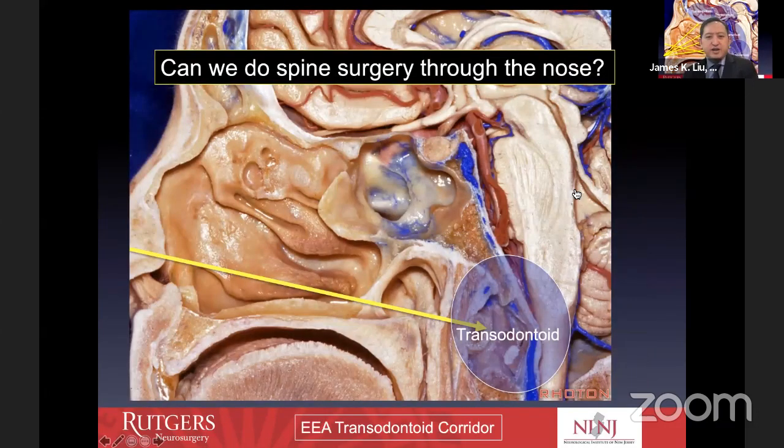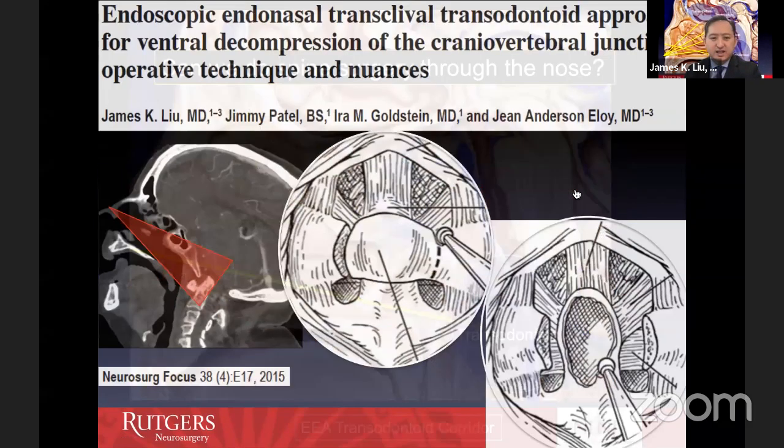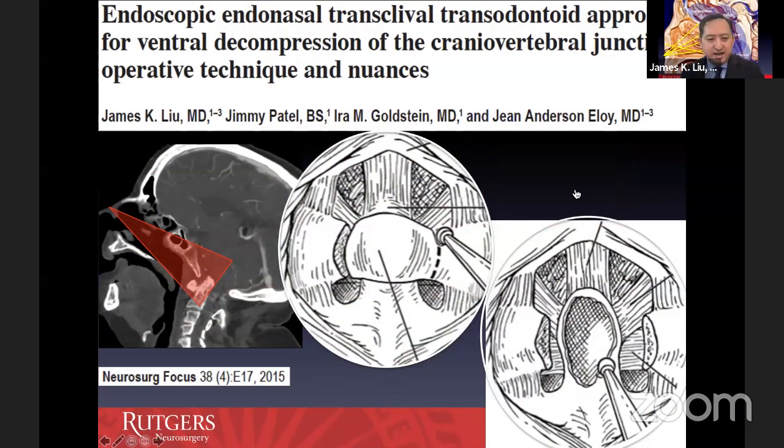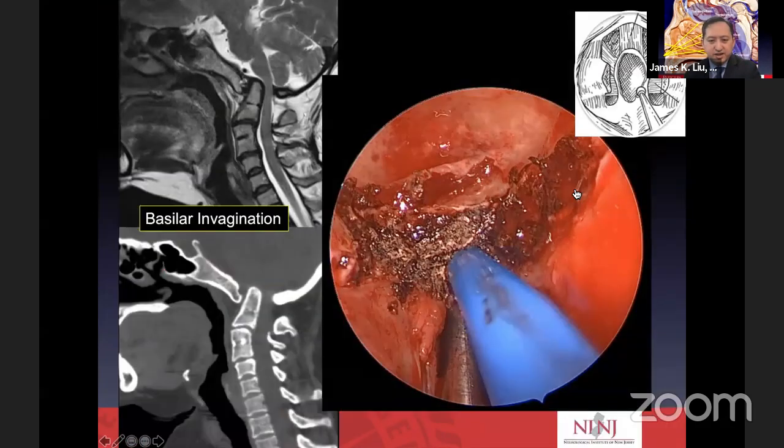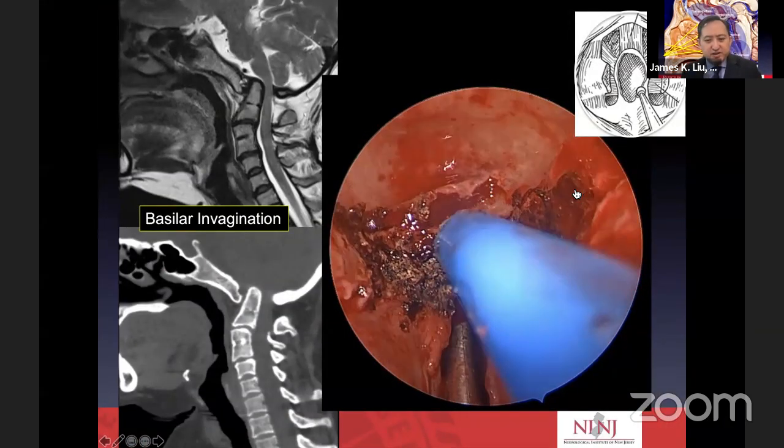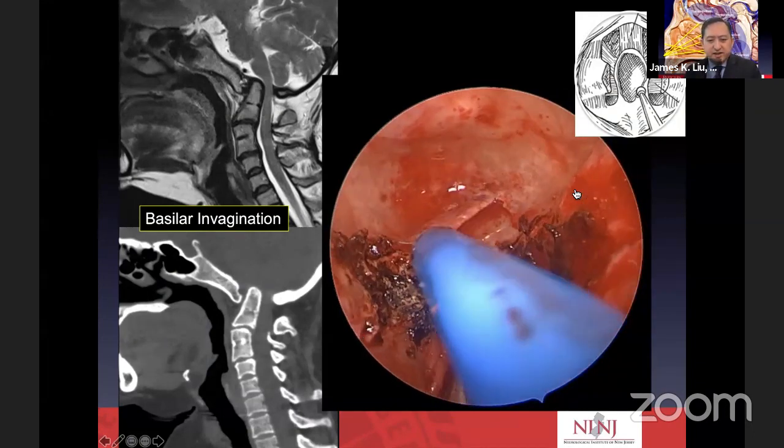So can we do spine surgery through the nose? In cases of basilar invagination, we have to resect C1 and C2. And so we can do this through an endonasal approach. This is a great approach for basilar invagination. Here's an example of a patient with Klippel-Feil syndrome with basilar invagination.